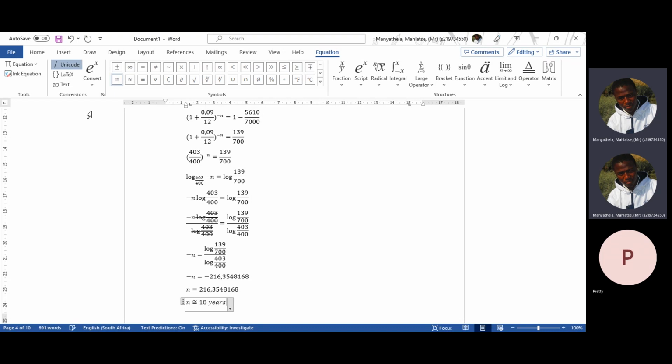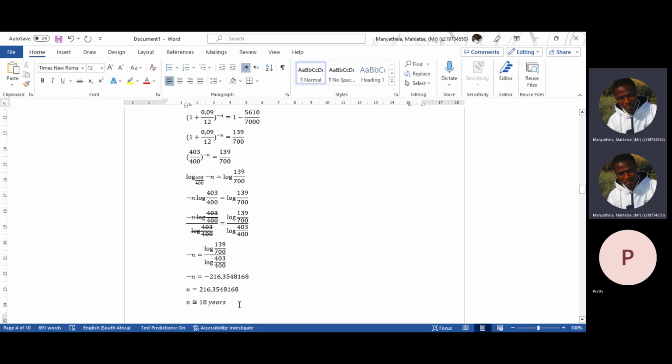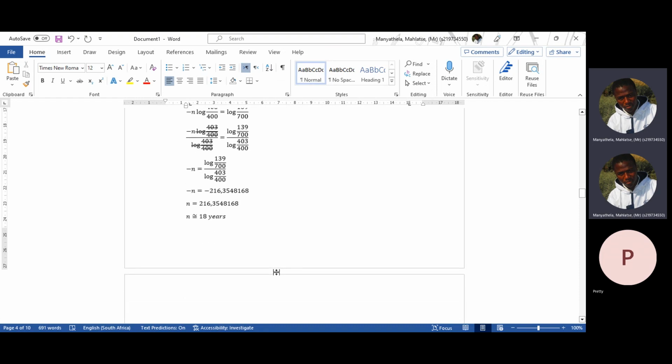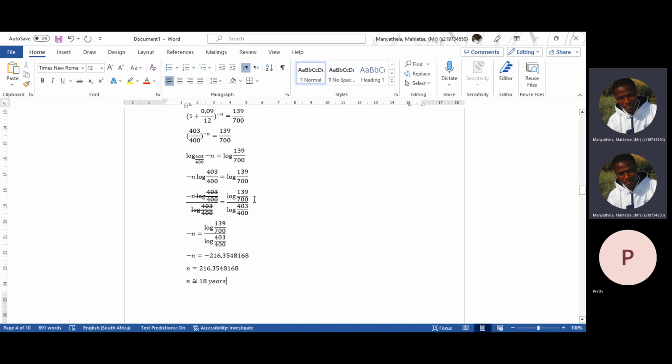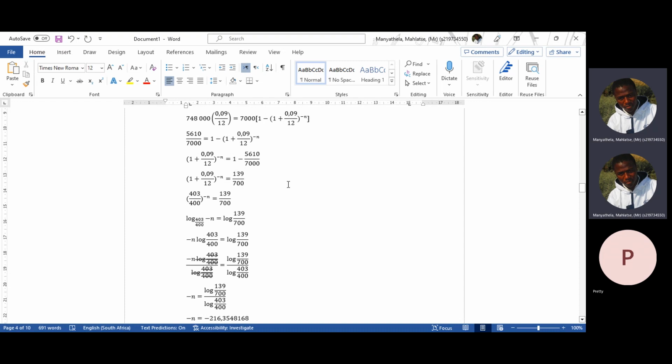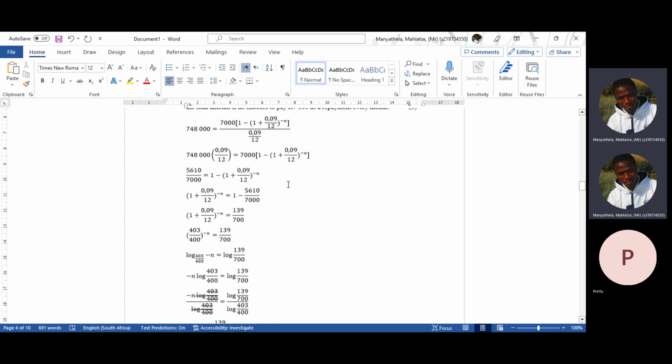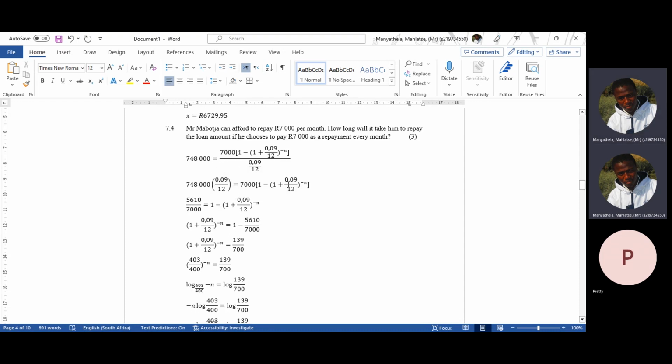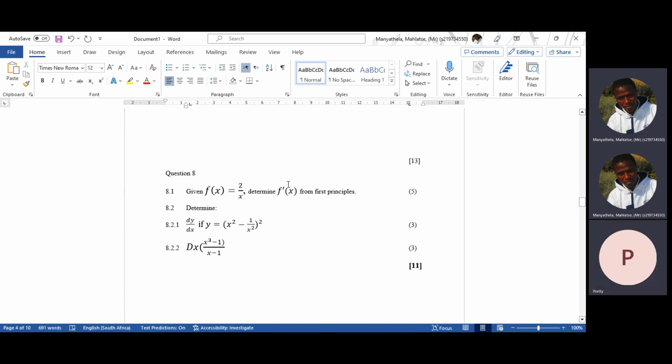Because if you divide this by 12, it gives you 18.029, and then you round it to the nearest integer, it becomes 18. So the loan will take 18 years to be repaid if he chooses to pay 7,000 as a repayment every month.